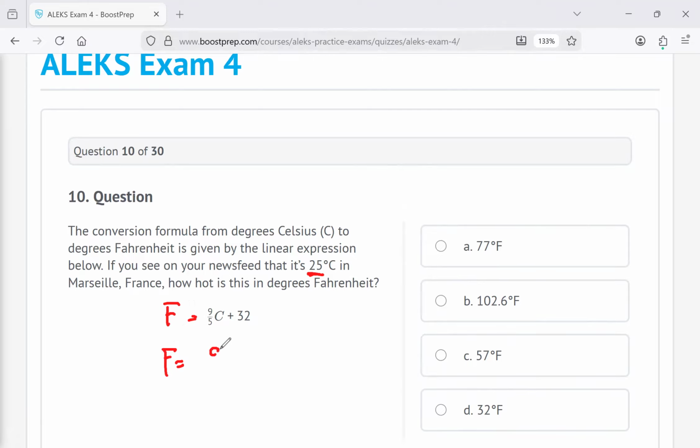So it's just 9 fifths, replace the C with 25, plus 32. And you can put all this in the calculator, and you get 77 degrees.